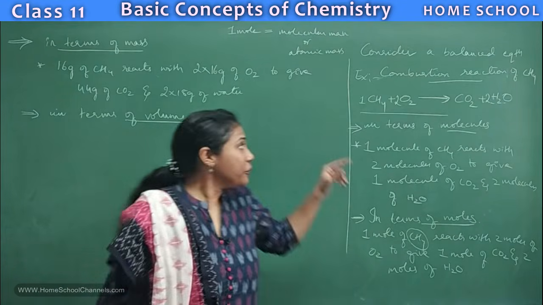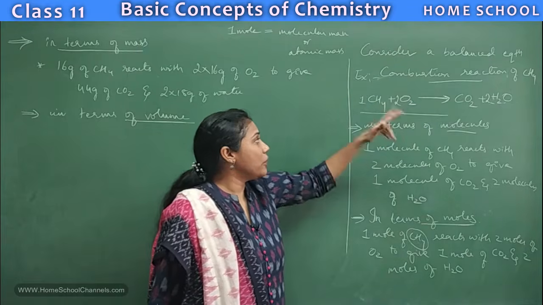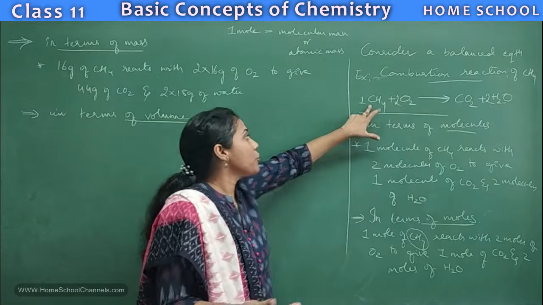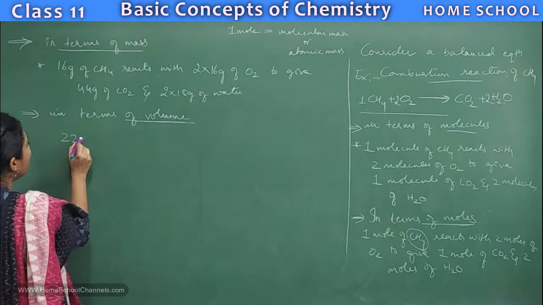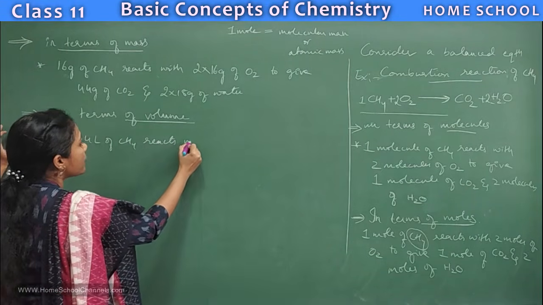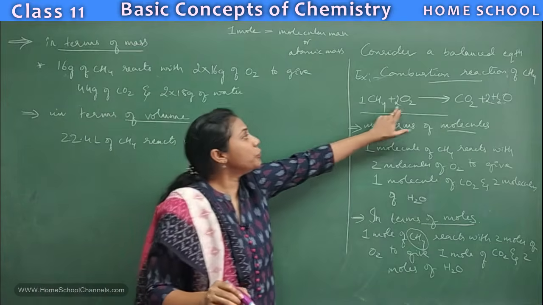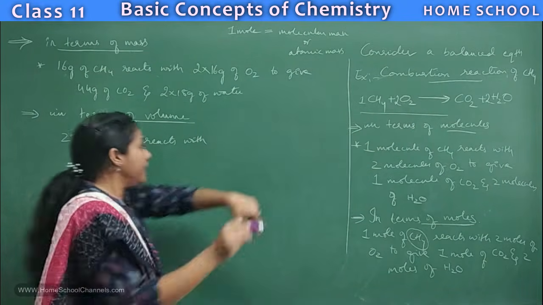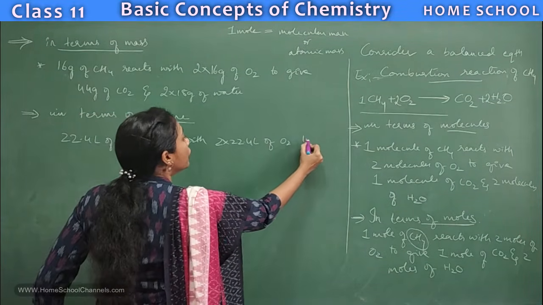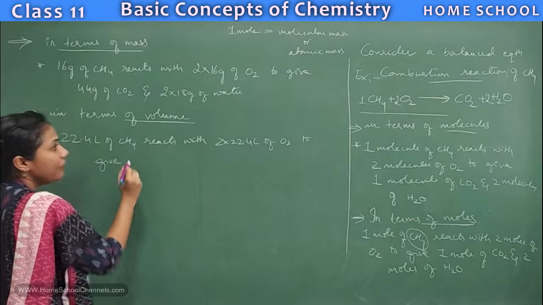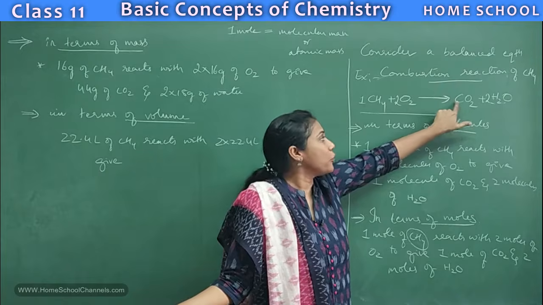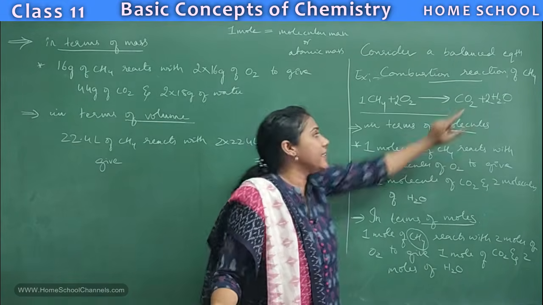Say here, if I have to talk about this reaction in terms of volume, 1 mole means what? It will occupy 22.4 liters. So I can say that 22.4 liters of methane reacts with how many liters of oxygen? 2 moles, in the sense 2 into 22.4 liters of O2, to give 1 mole of carbon dioxide. Means if you talk in terms of volume, it is 22.4. 1 mole can occupy 22.4 liters, right?